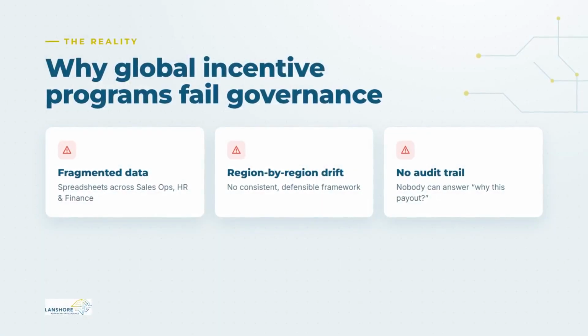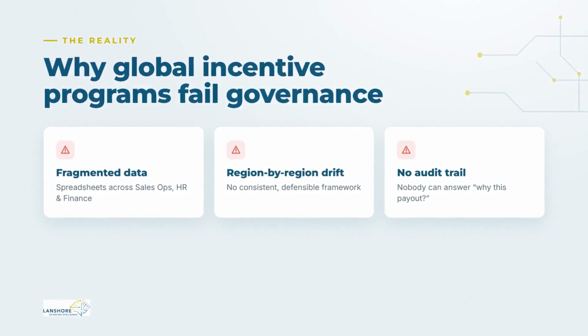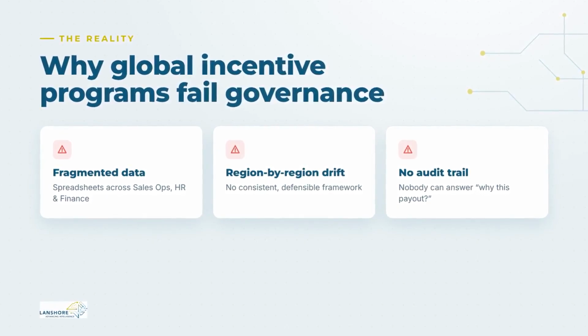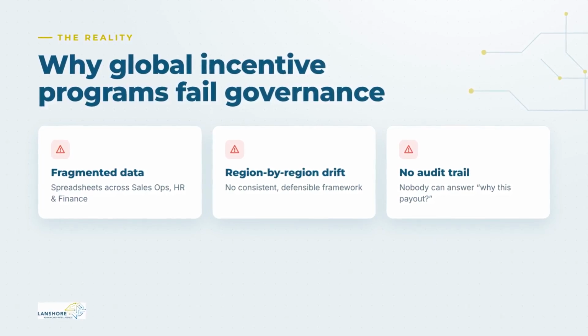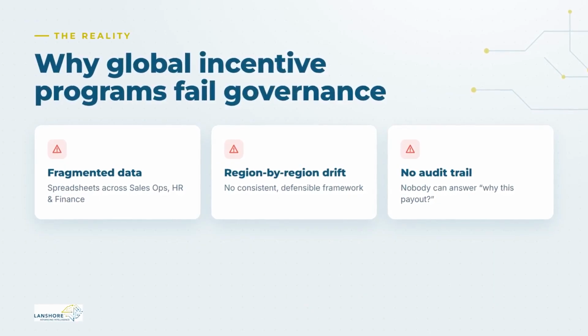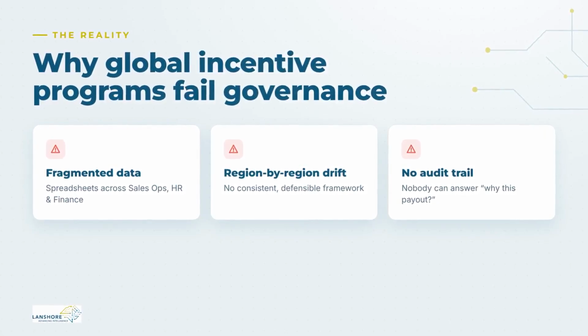Most global incentive programs fail governance for the same 3 reasons. First, the data is fragmented. Comp lives in spreadsheets stitched together across sales ops, HR, and finance, and no one number is the source of truth. Second, the rules drift region by region. Every country adapts the plan locally until there's no consistent, defensible framework across the business.